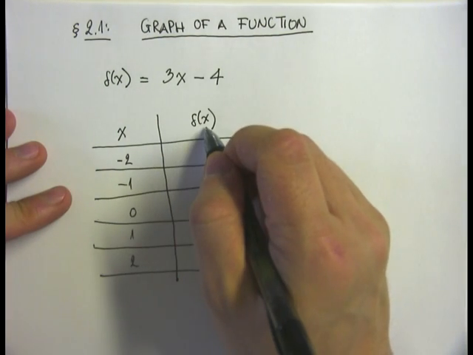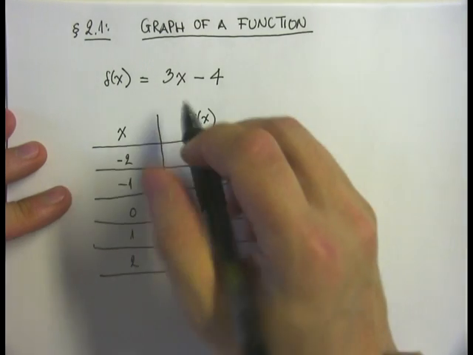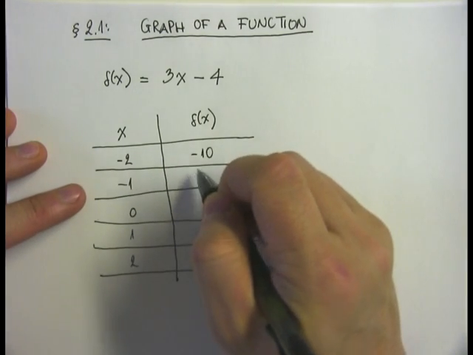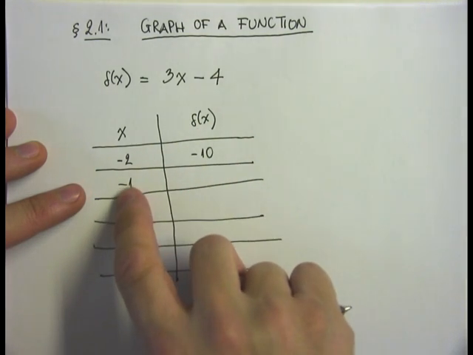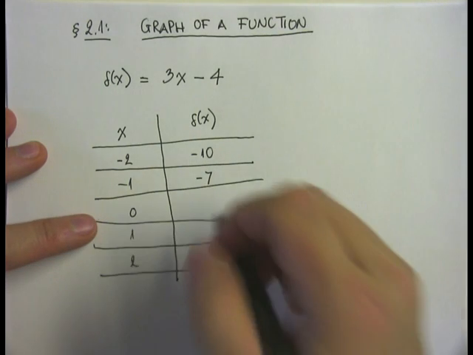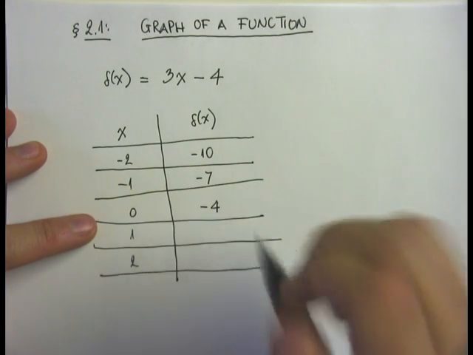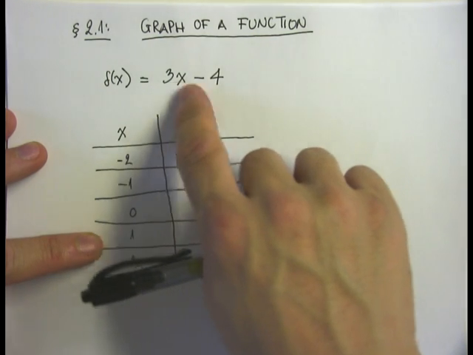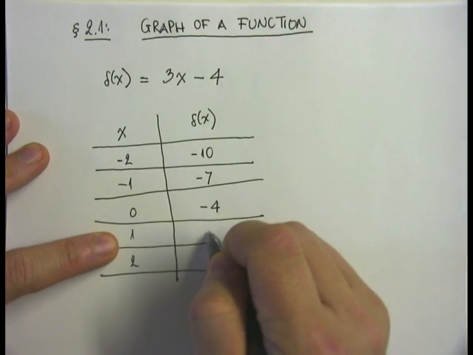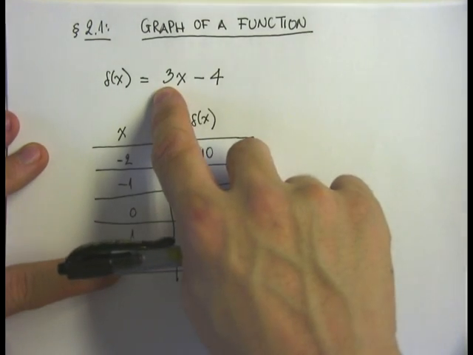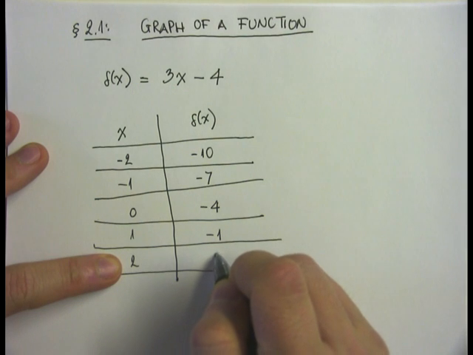So f of x at x equals -2 would be -10, and at x equals -1 would be -7, and here I have -4, and here I would have 3 times 1 is 3, minus 4 is -1, and then 3 times 2 equals 6, and minus 4 gives me positive 2.